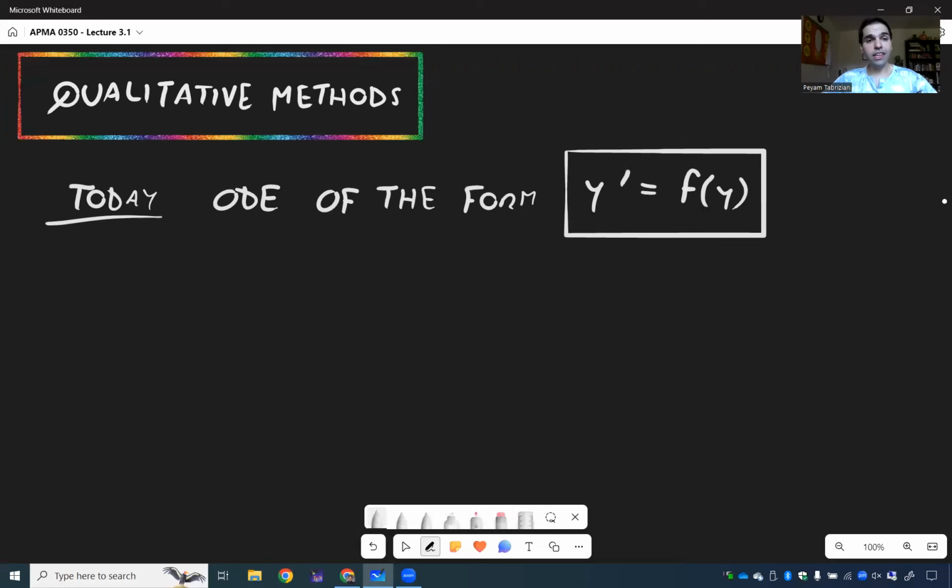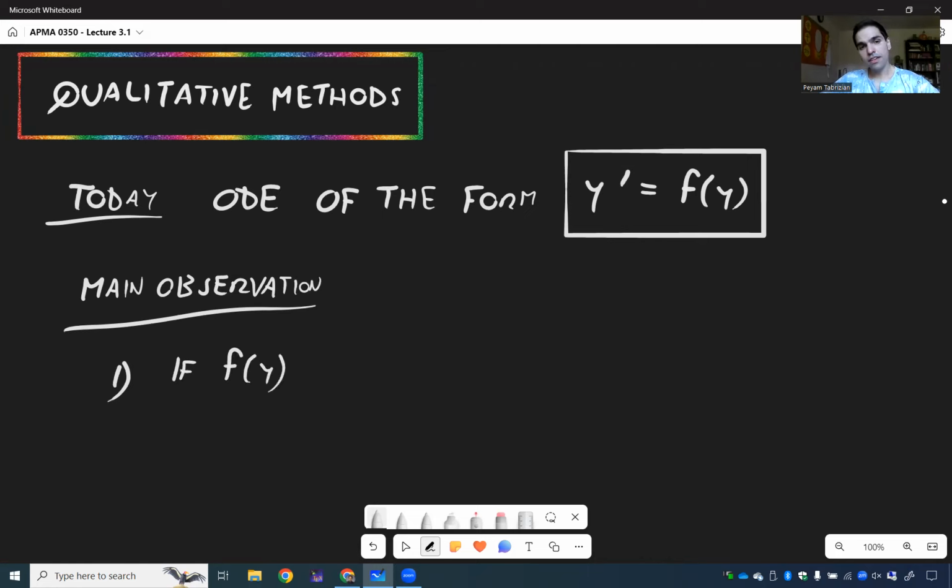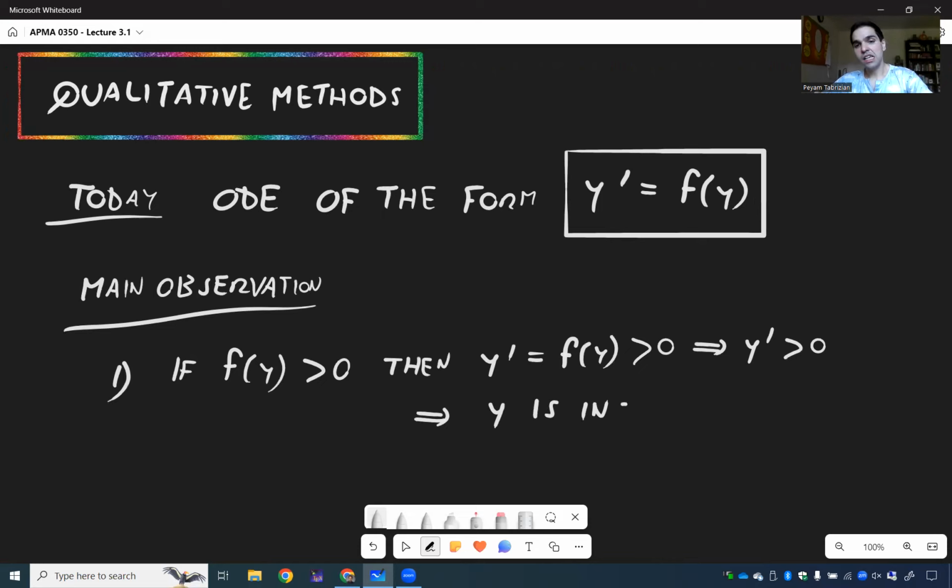But for now, the main thing to know for today is the following. So main observation. Just three things. First of all, if our function is positive, so if f of y is positive, then by the differential equation, y prime will be f of y, which is positive, which means y prime is positive. And then from calculus, we know that this means that y is increasing.